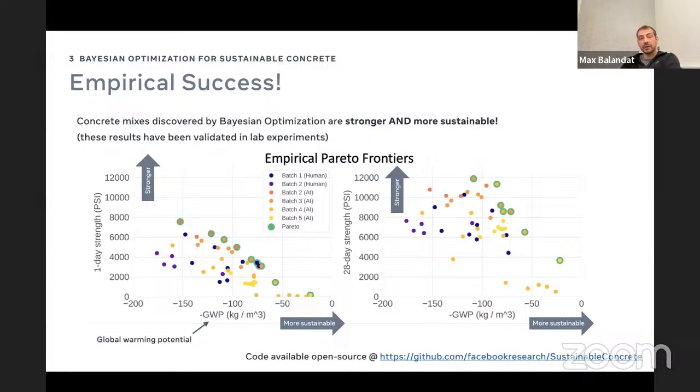But you see that we do push out the Pareto frontier quite a bit, and we have discovered mixes here that are both stronger and more sustainable, and not just by a little bit, but by a substantial margin. And so this is really promising.